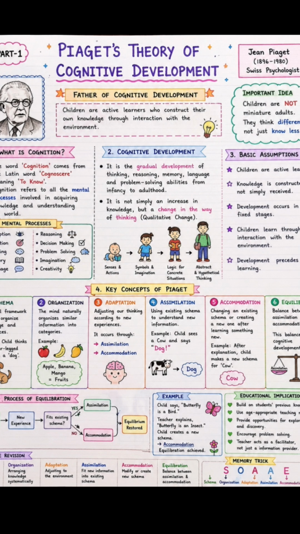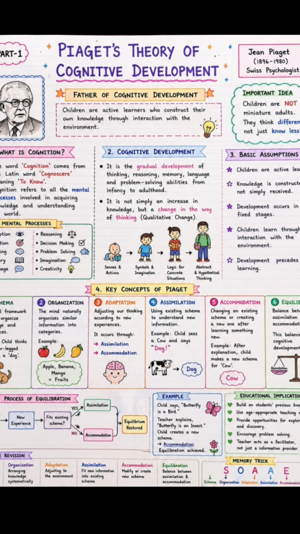This is exactly what Piaget wanted teachers to understand. Every child learns according to his or her stage of cognitive development. If we teach concepts that are beyond the child's development level, learning becomes difficult, frustrating, and meaningless. Therefore, an effective teacher should always ask two questions before entering the classroom. What can my students think at this age? And what kind of learning experiences are suitable for their level of cognitive development? Once we understand these questions, our teaching automatically becomes more meaningful and child-centered.